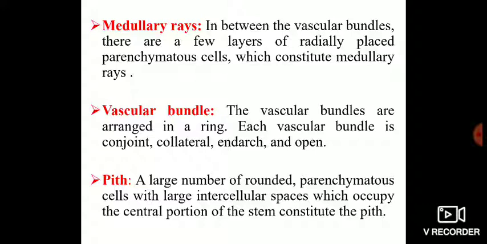Then finally, pith. It is made up of a large number of rounded parenchymatous cells with large intercellular spaces. And this pith occupies the central portion of the stem. And the main function of pith is the storage of water and the food reserves.